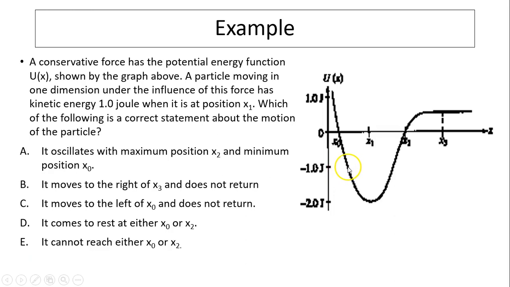So that means at this point, when it is -1, the object's kinetic energy equals 0. Then it cannot go higher. So what the object is going to do is oscillate, right? Become -1, -1, just keep going back and forth here. So what could be the choice? The choice would be it cannot reach either x0 or x2. So here is x0, here is x2, cannot reach those points.